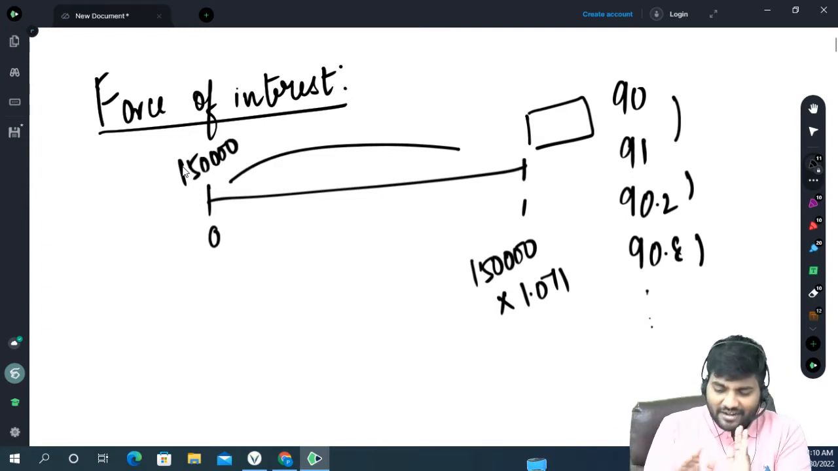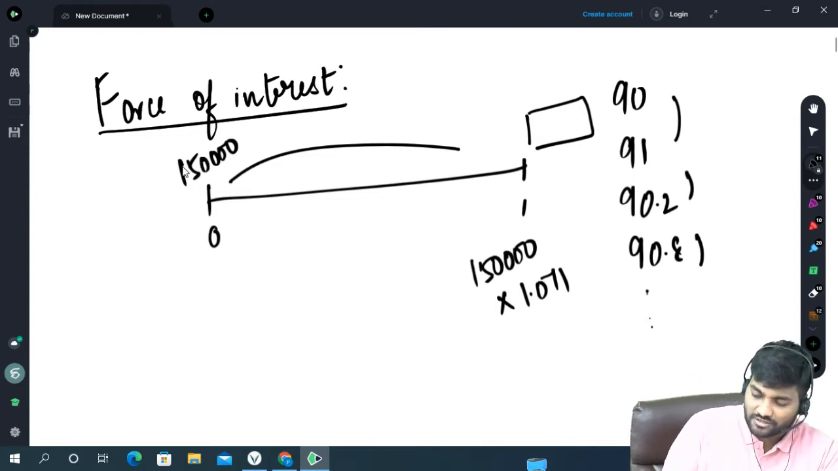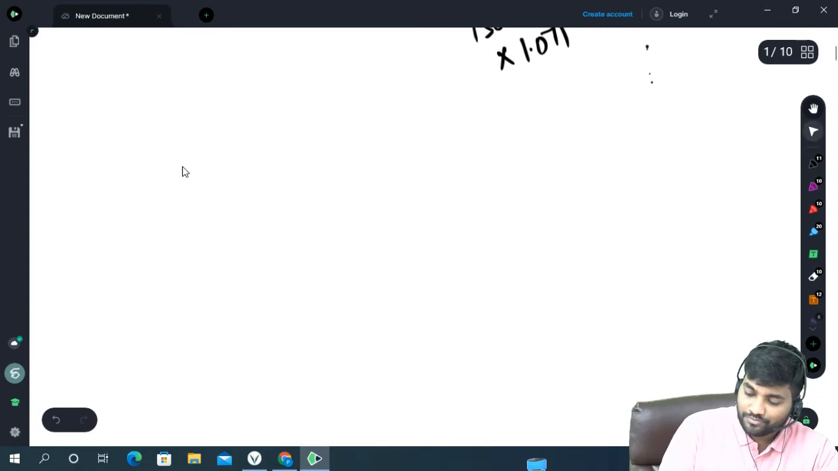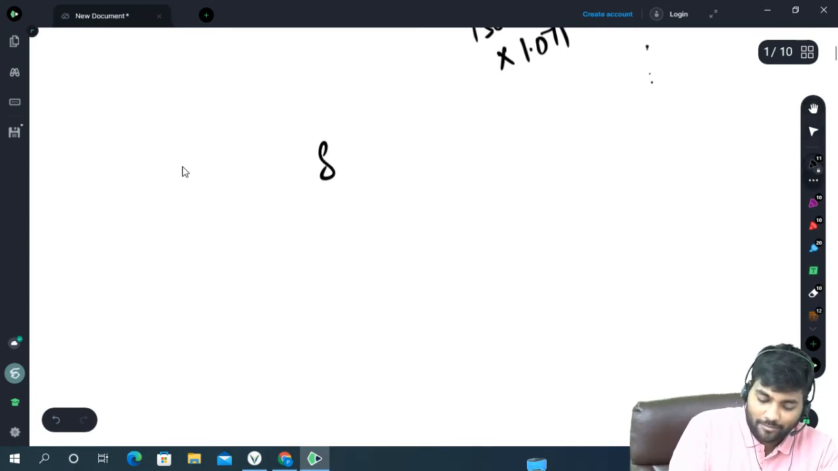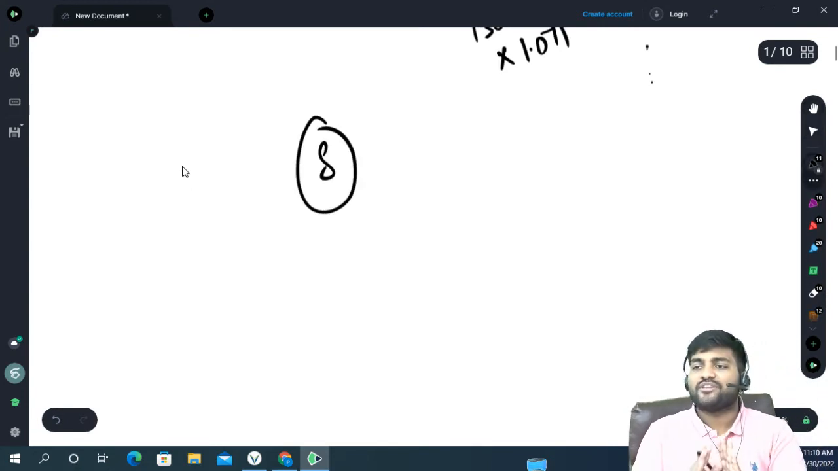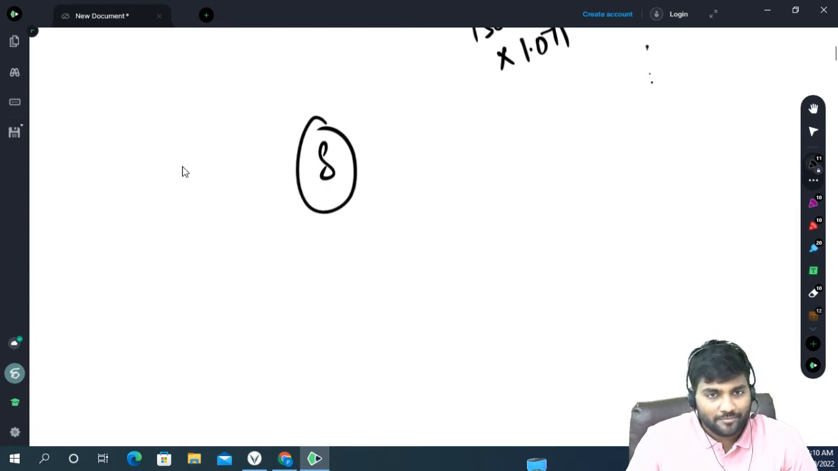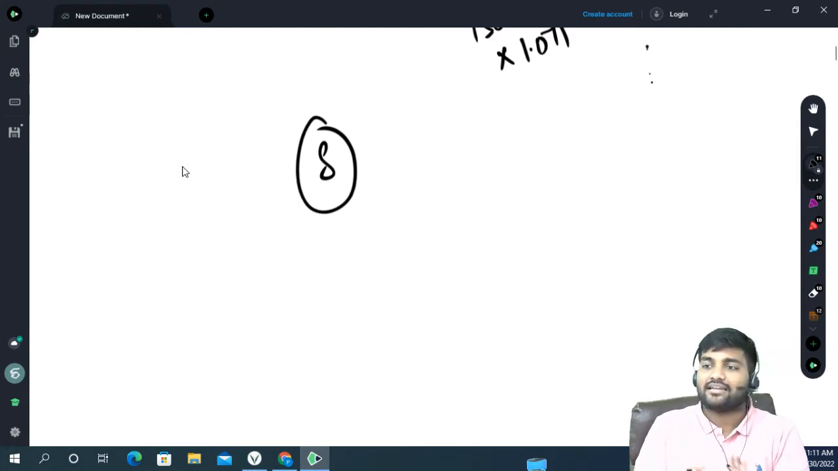Now the simplified formula, first of all the notation is delta. Now there is a formula which we don't need to know. I'll not teach you the derivation of the formula. The formula is not needed. We'll just focus on the results, because we as actuarial science aspirants just need to focus on how to apply this delta in real life.